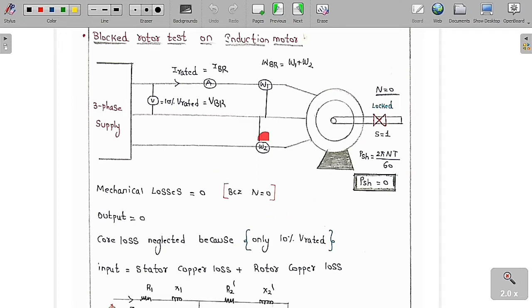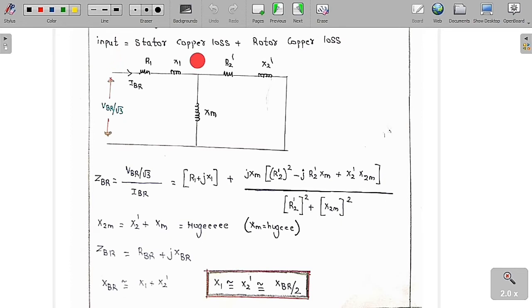Now input is equal to output plus losses. As output is equal to 0, input should be equal to losses. What are the losses? Stator copper loss, stator core loss, rotor copper loss, rotor core loss, and mechanical losses. Mechanical loss is 0 because speed is 0. The stator core loss and rotor core loss are neglected because the voltage is very low. Only two losses remain: the stator copper loss and rotor copper loss.